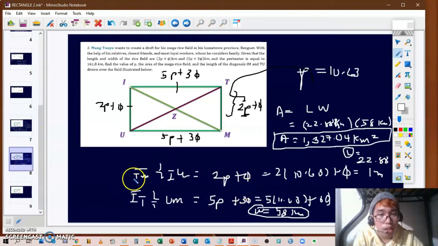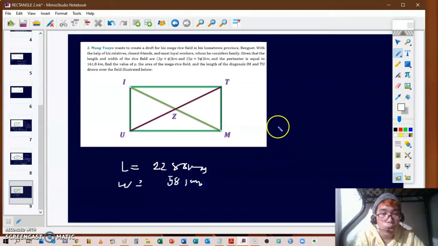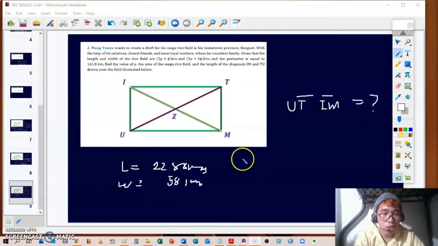Now we can solve for the value of the diagonals using the Pythagorean theorem. So how do we do that? Again, we already have the value of the length, which is 22.88 kilometers, and the width, which is equal to 58 kilometers. Let's solve for the value of the diagonals UT and IM. We can use the Pythagorean theorem.